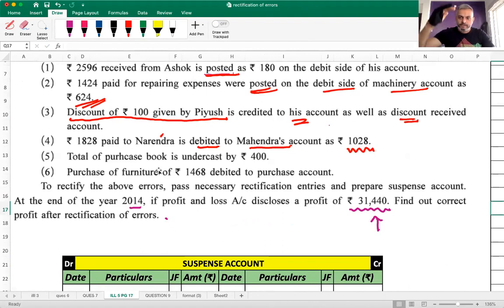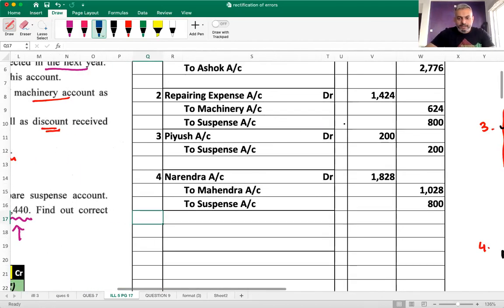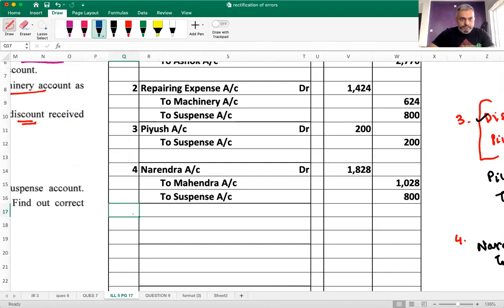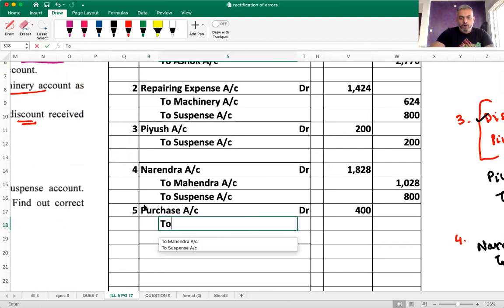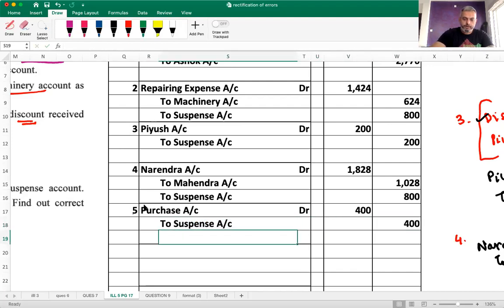Total of purchase book is undercast. Now tell me, purchase book, in which account will this total go? Debit. Which account? Purchase account. What is the balance of purchase account always? Debit. It is undercast, so we debit the 100 also. So write the entry: purchase account debit 400 to what? To suspense account 400.